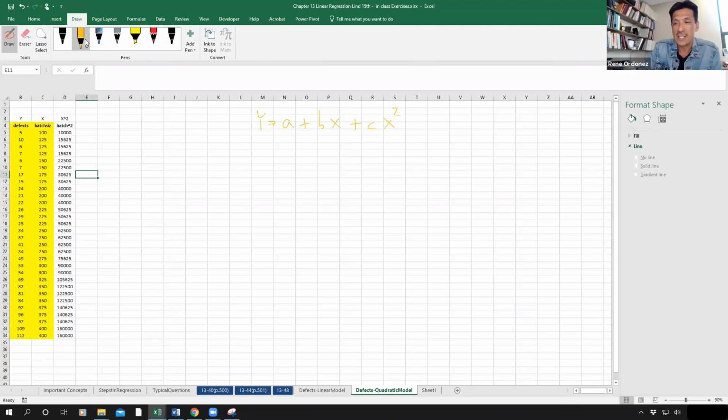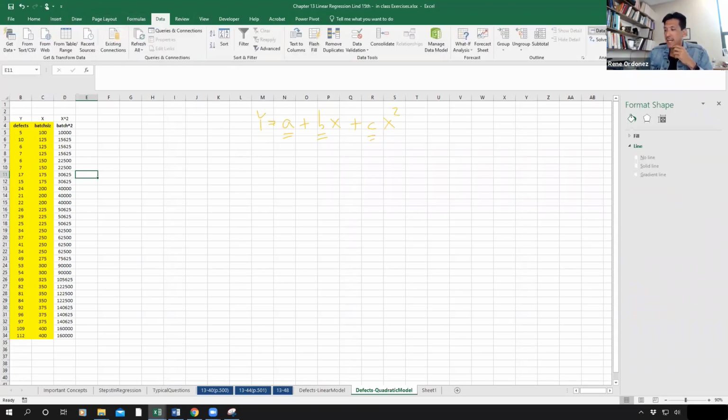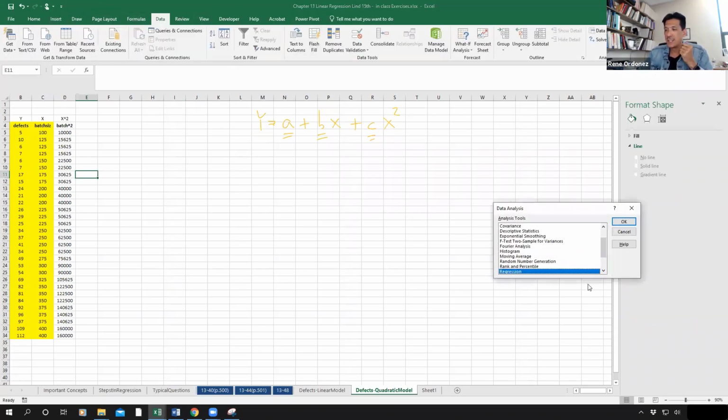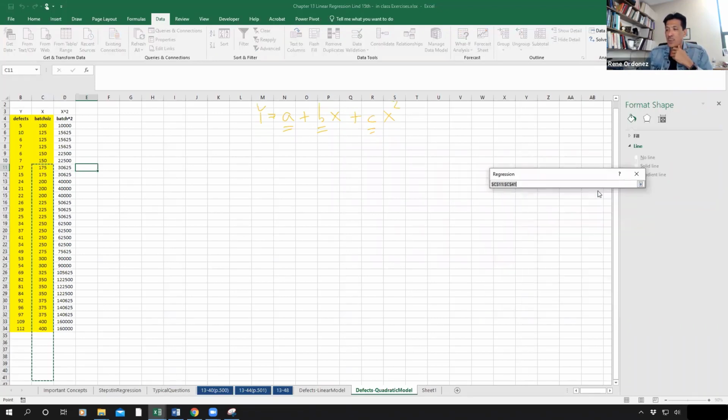So we will ask Excel to compute A, B, and C using the usual regression steps. Okay, so let's do that. Data analysis, regression, click OK, and input Y range. That would be defects.